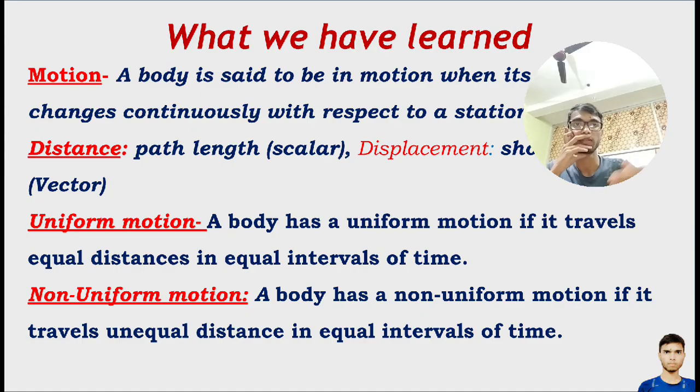When an object covers some distance within some time, and it is the same again, this type of motion is a uniform motion. A body has a uniform motion if it travels equal distances in equal time intervals. Non-uniform motion: a body has a non-uniform motion, simply, which means the speed will be increasing or decreasing.